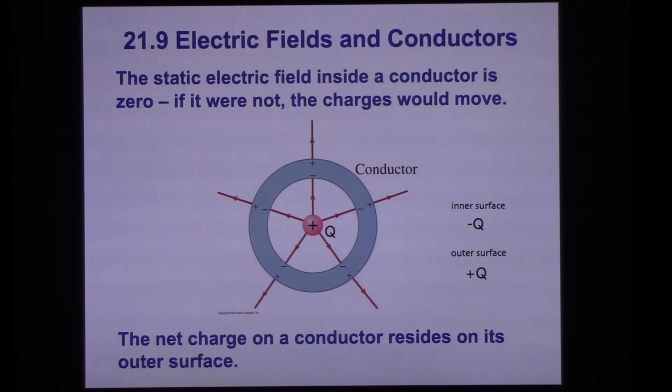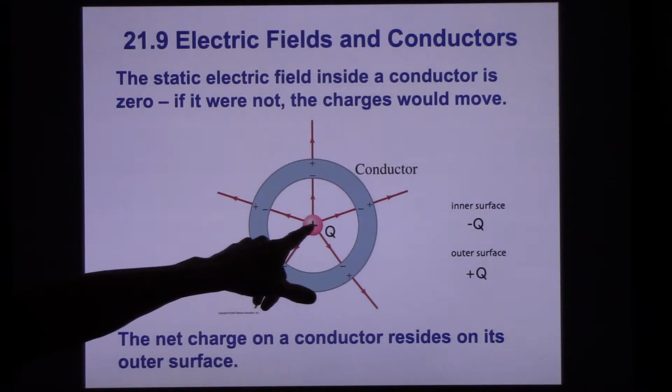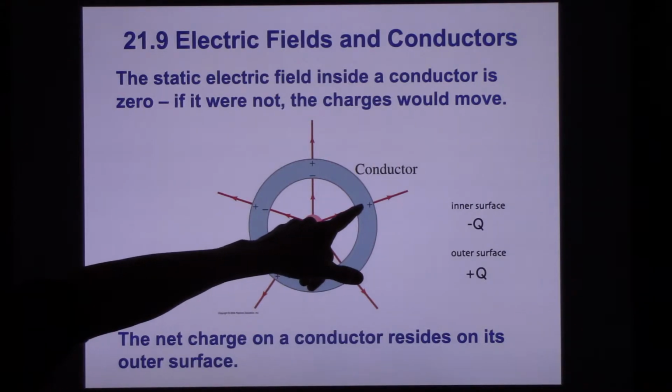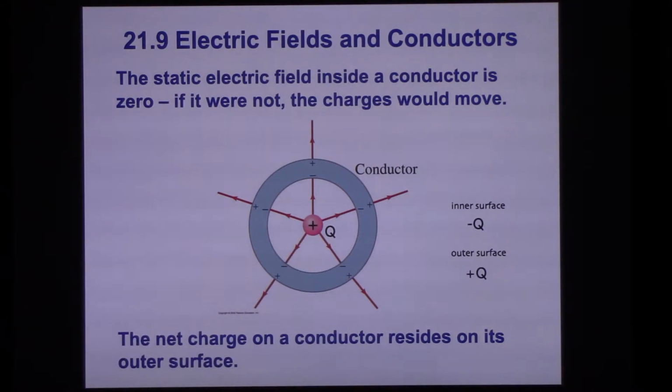Well, the electric field lines are going to spread out uniformly from that positive charge. When they get to the conductor, they have to stop. Conductors will not support an electric field, and here is why. If within a conductor there were an electric field, the electrons would begin to move, and the electrons will continue to move until the electric field goes away.